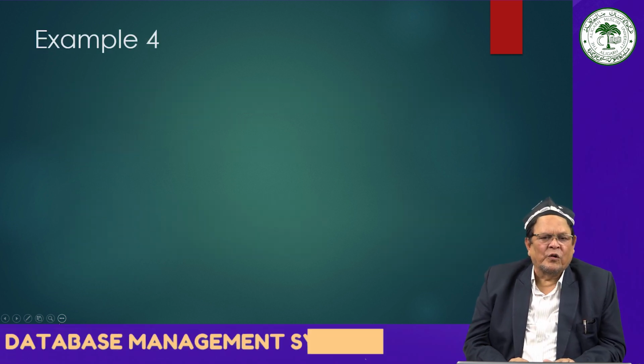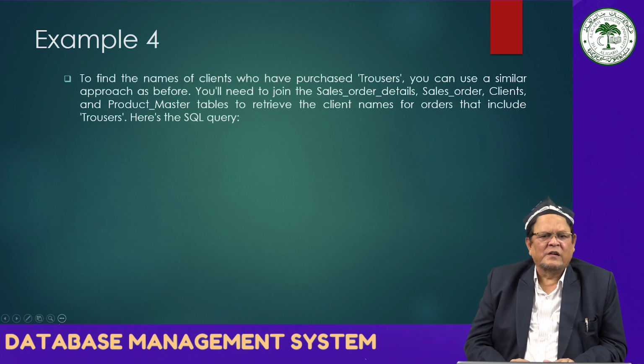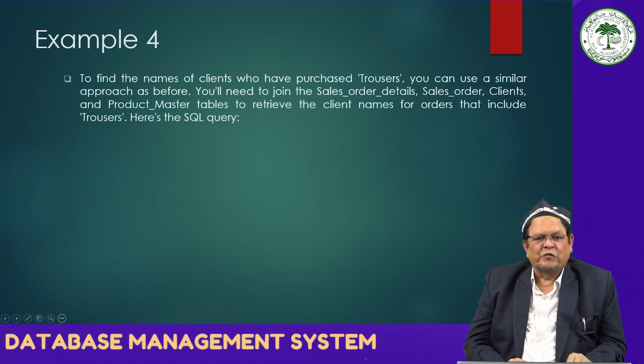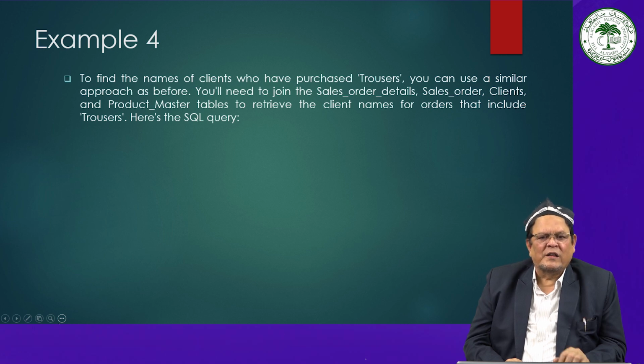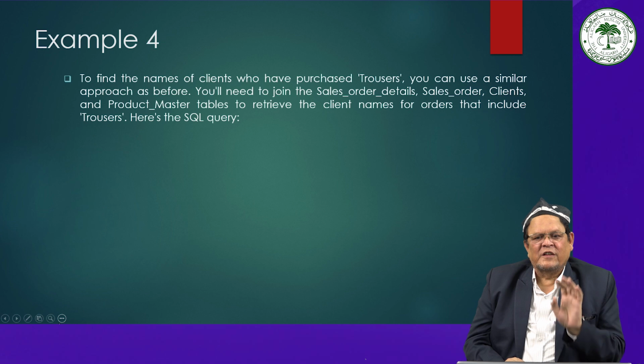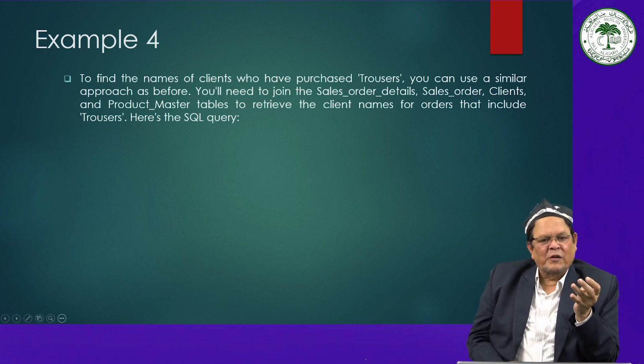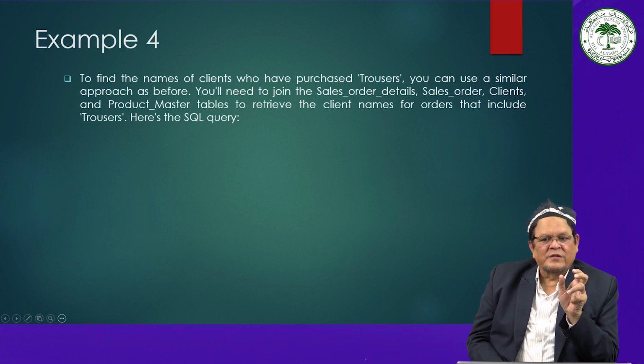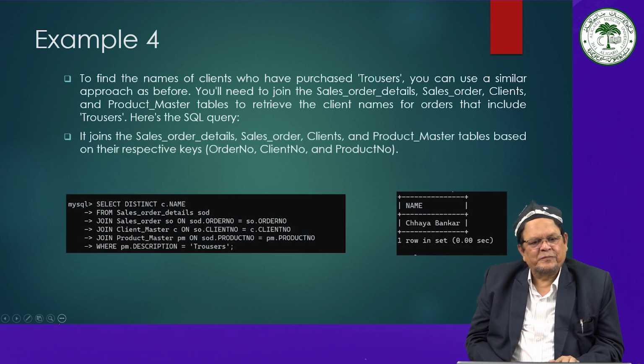Next I am taking the fourth example, because these are very complex, advanced versions of SQL statements. To find the name of a client who has purchased trouser, you can use a similar approach as before. You will need to join the sales order details, sales order, clients and product master tables to retrieve the client name from the orders that include trouser. So here you have to write like that.